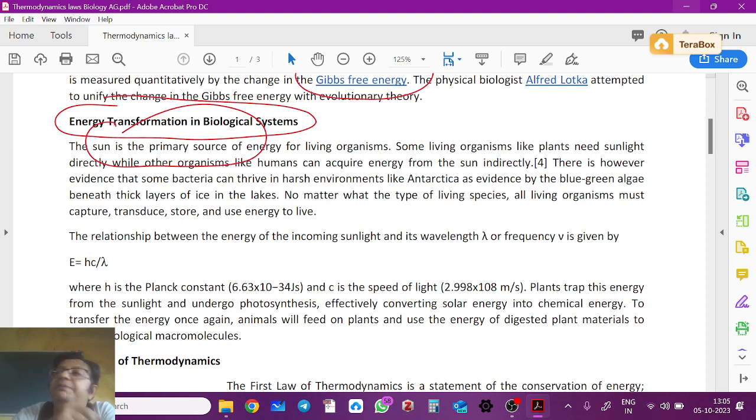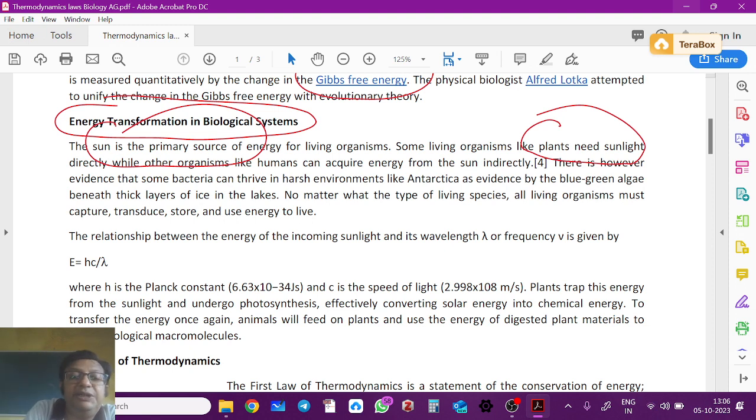The sun is the primary source of energy. In this universe, no sun, no energy. Well, from inside the earth also you can get some energy. But for life, the sun is the energy source. So organisms like plants need sunlight, and humans eat those plants and get this energy. So this is energy flow.